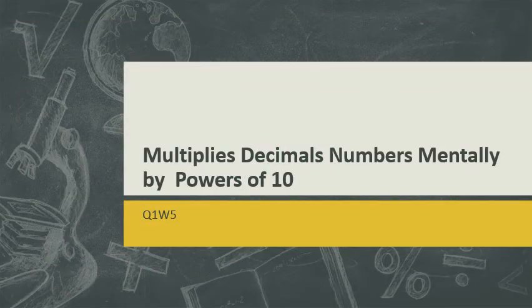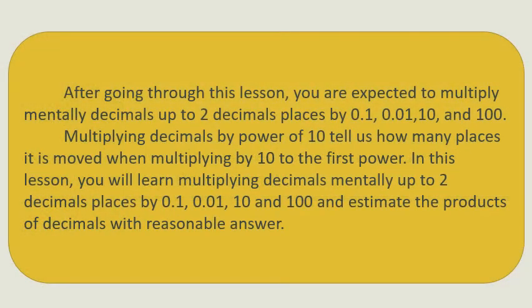Now, we have the second lesson for week 5. That is to multiply decimal numbers mentally by powers of 10. After going through this lesson, you are expected to multiply mentally decimals up to 2 decimal places by 1/10, 100ths, 10, and 100. Multiplying decimals by power of 10 tells us how many places it is moved when multiplying by 10 to the first power.